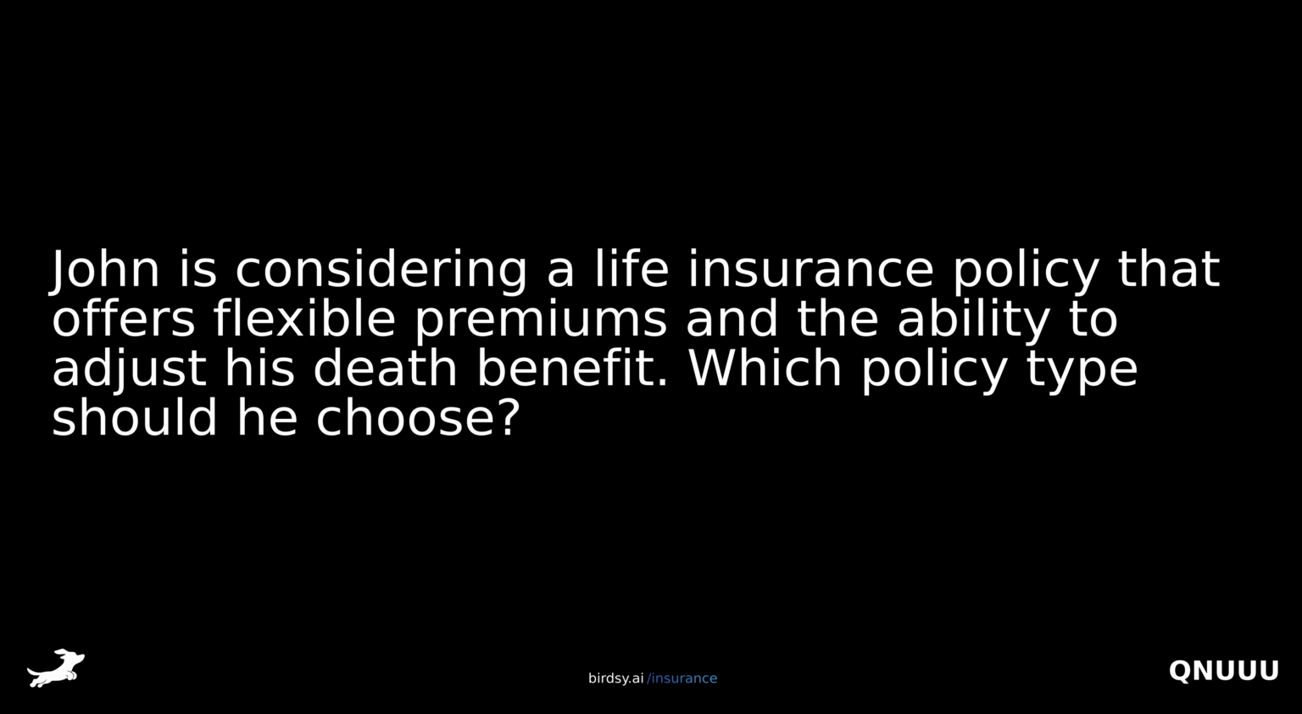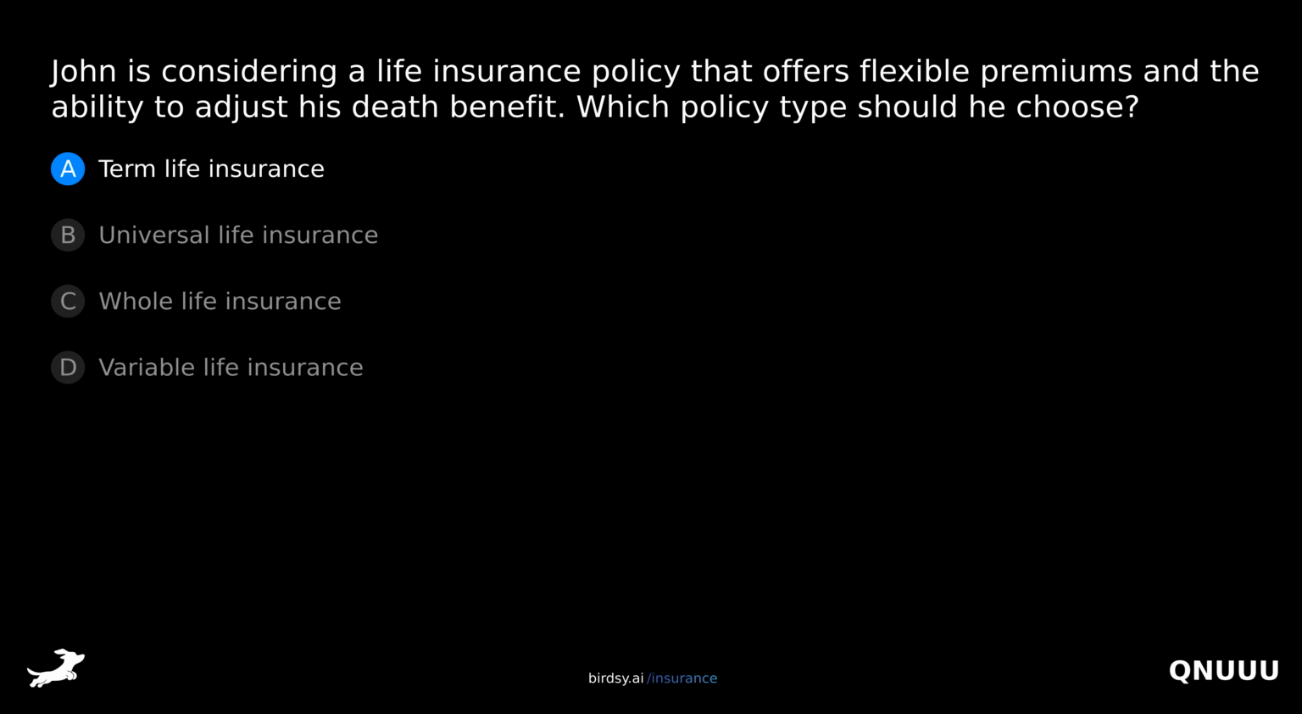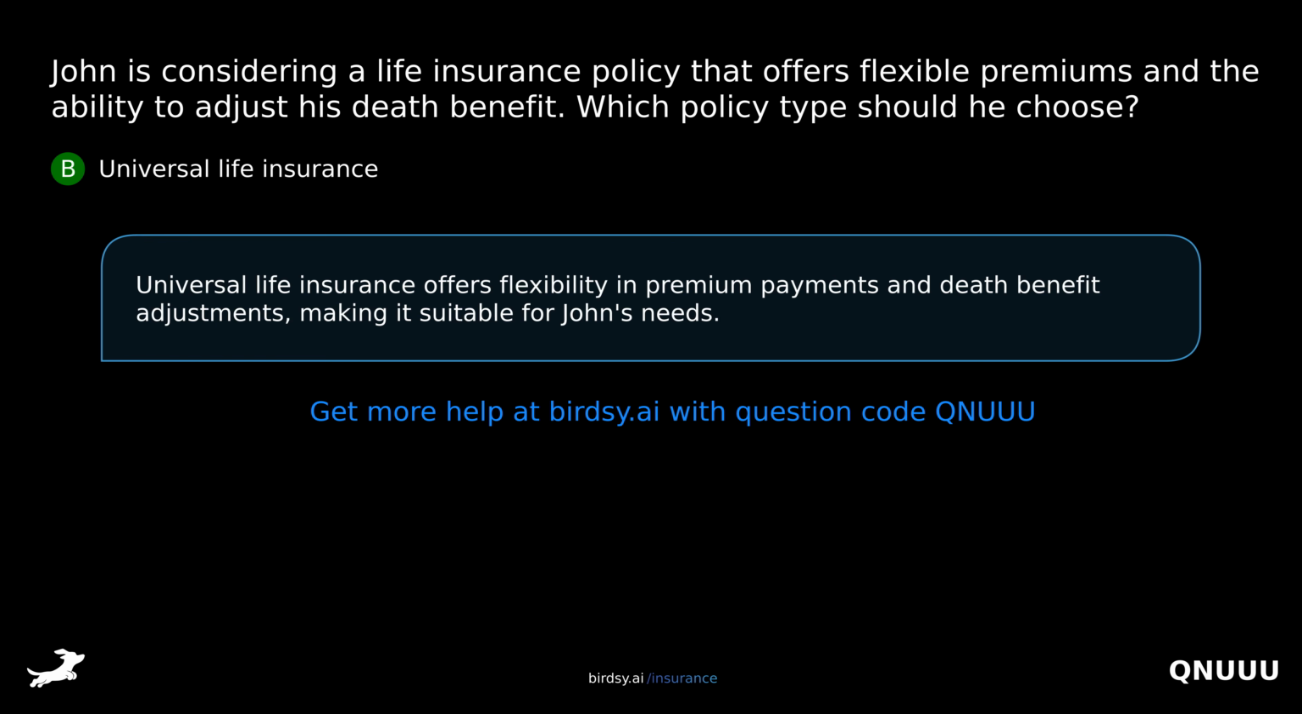John is considering a life insurance policy that offers flexible premiums and the ability to adjust his death benefit. Which policy type should he choose? Is it A. Term life insurance, B. Universal life insurance, C. Whole life insurance, or D. Variable life insurance? The answer is B. Universal life insurance. Universal life insurance offers flexibility in premium payments and death benefit adjustments, making it suitable for John's needs.